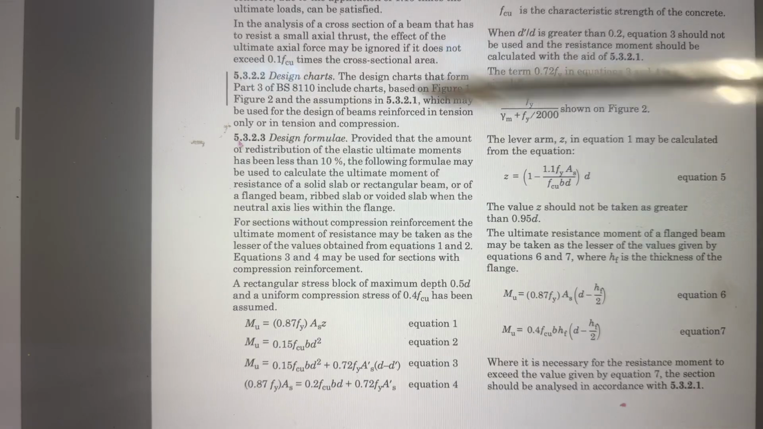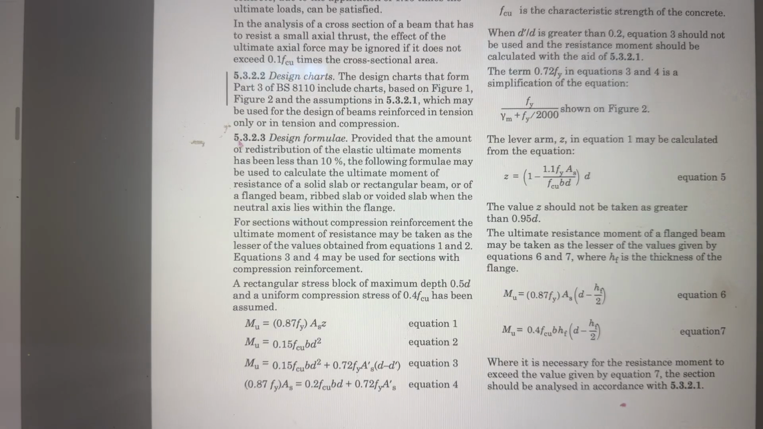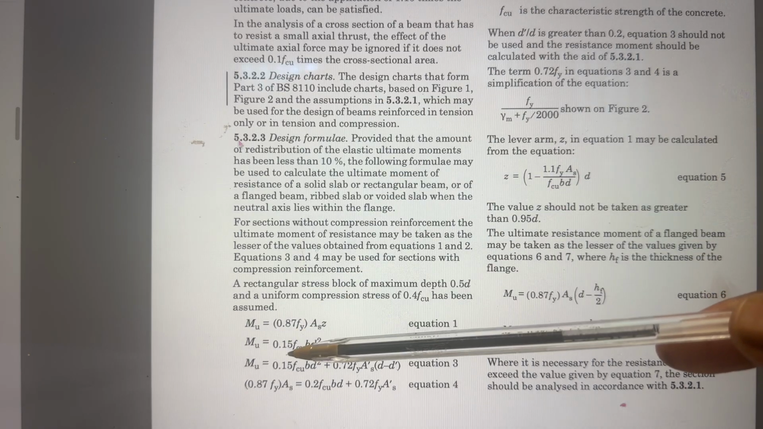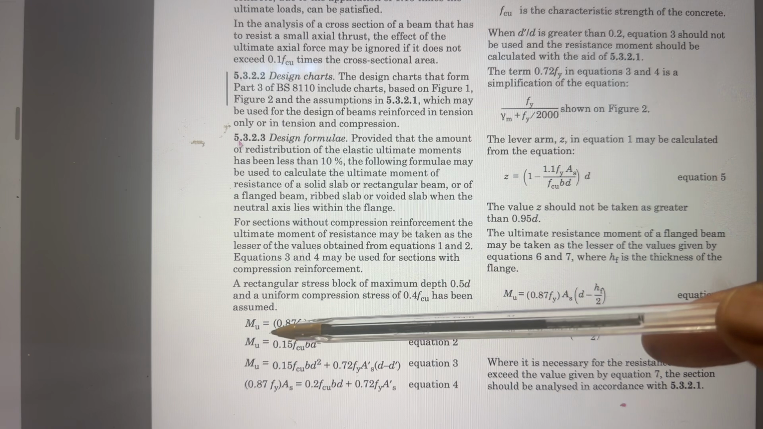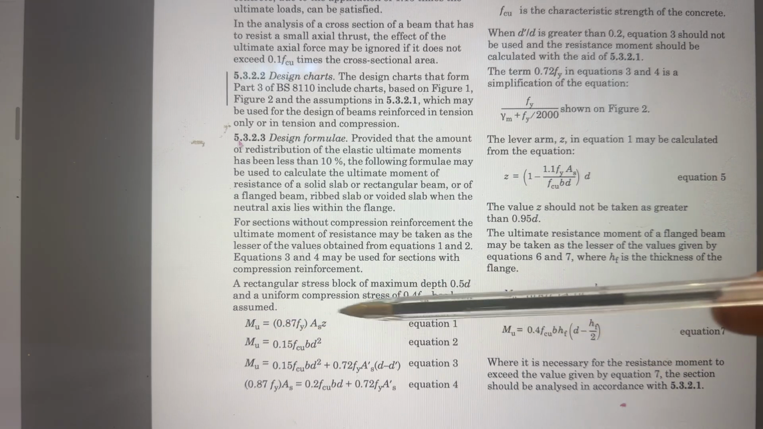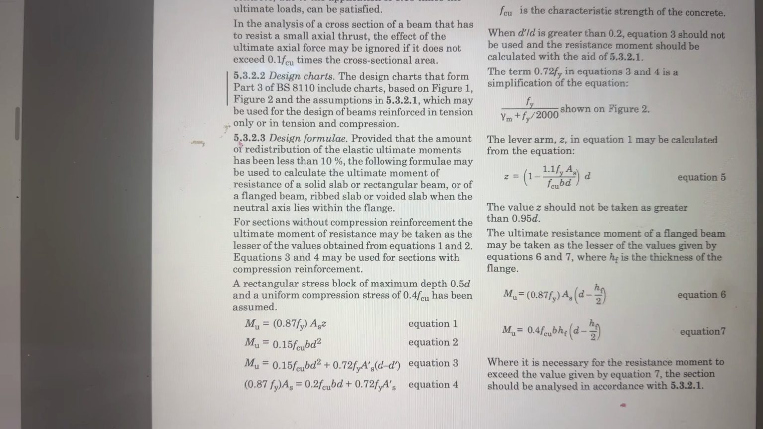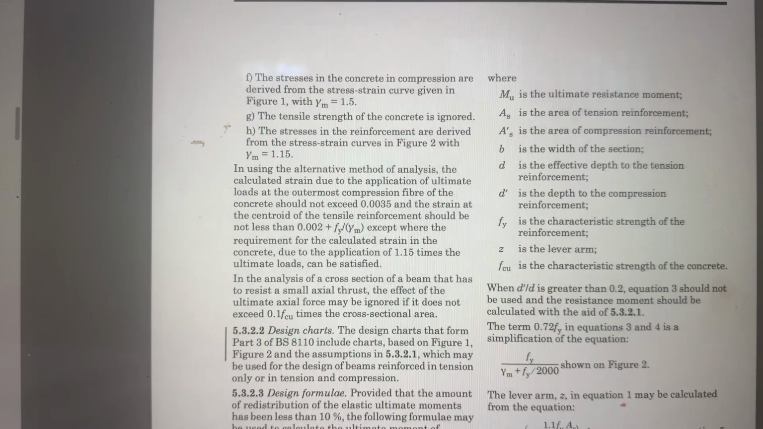All right, I now have the British Standard in front of me. If you open clause 5.3.2, it gives you all the equations. Equation 1, equation 2. Take notice of that. Ultimate limit state, this is MU for concrete, MU for steel. What is MU? You come up here. MU is the ultimate resistance moment. AS is the area of tension reinforcement. A-S-prime is the area of compression reinforcement. B is the width of the section. Fy is the characteristic strength of the reinforcement. Z is the lever arm.